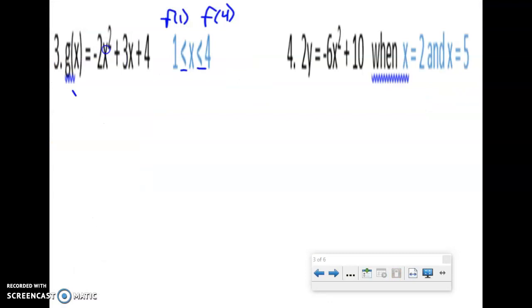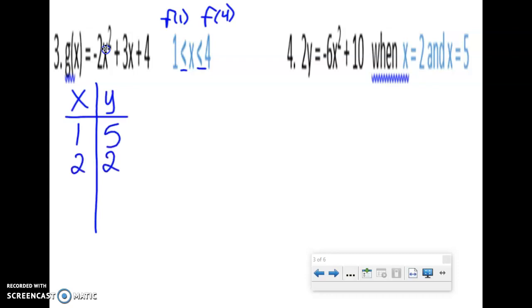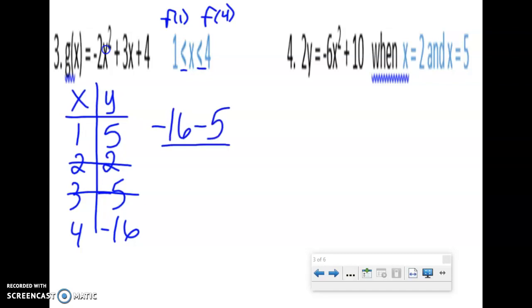Now, maybe a good idea for our notes to get down the table of values. So that was 1, 5, 2, 2, 3, negative 5, and 4, negative 16. But again, we needed just the 1, 5, and the 4, negative 16. Always the second value minus the first value. And so that would give us 4 minus 1.